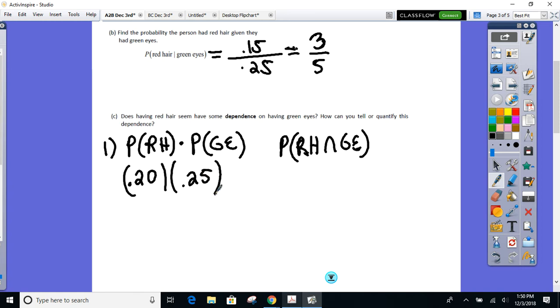And red hair and green eyes. 0.15. All right, are those equal to each other? So 0.15, what do you got for me on the other side? 0.05. So does one depend on the other? Yeah, they do. There is dependence here. They are not totally separate of each other.